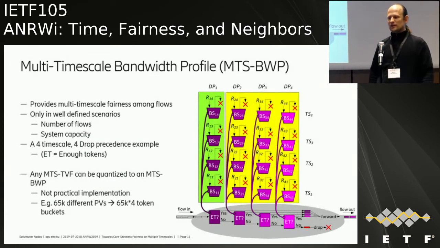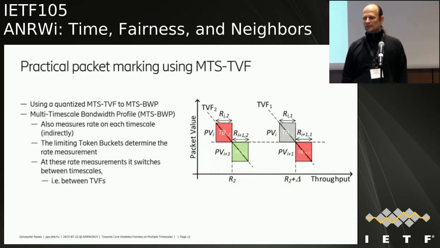So how do we achieve it? There is something in our previous paper called multi-timescale bandwidth profile. It has a few drop precedences and a few token buckets associated with each of these drop precedences. And it can mark a given drop precedence if there are enough tokens in all of these buckets. In theory, we could quantize the multi-timescale throughput value function to an MTS BVP, but it's not practical because we would have thousands of token buckets. But we can use that to approximate what happens.